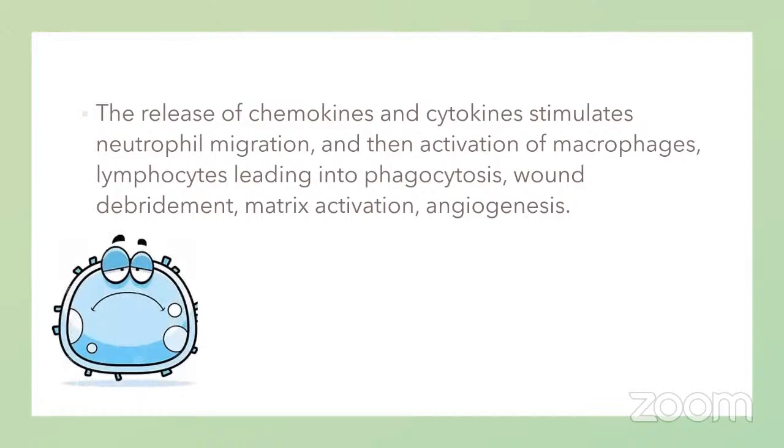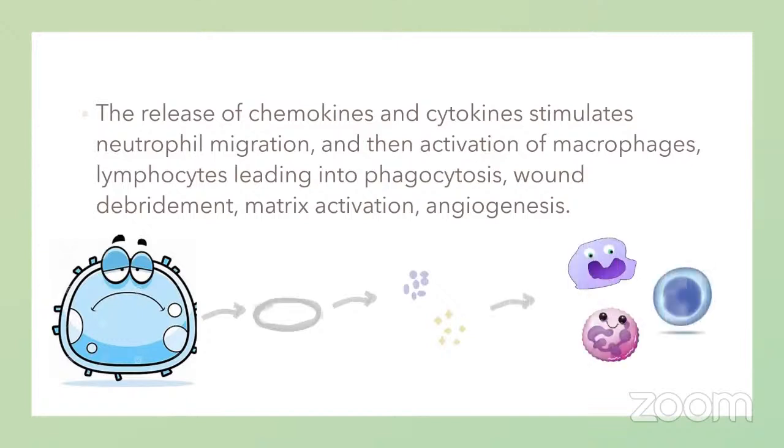Here we can see one injured cell. Imagine this is an injured cell and the injured area, and there's a platelet in that. The platelet leads to the secretion of chemokines and cytokines. Cytokines and chemokines in turn lead to the activation of these cells.